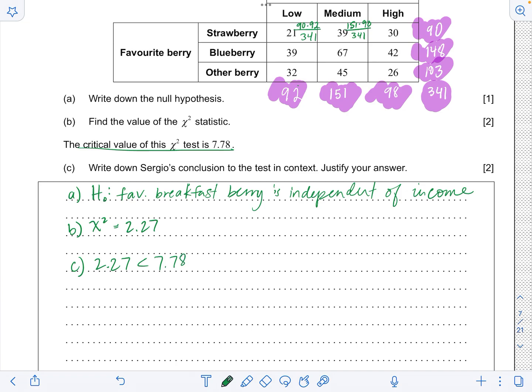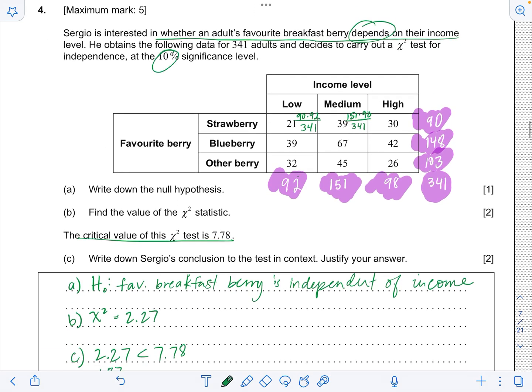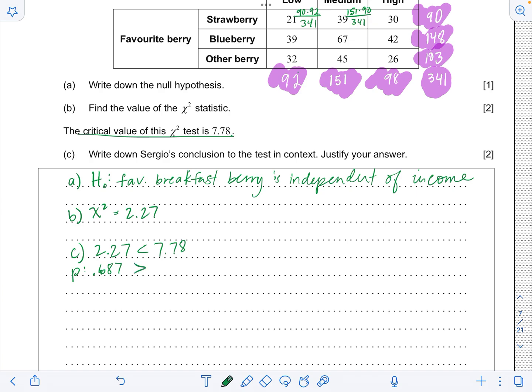You may also notice that when you got that information, for P, you got a p-value of 0.687, which is higher than our 10% significance level. So critical value for chi-squared, if the chi-squared value is less than the critical value, that means we do not reject H naught. And the same thing for the P. If the P value is greater than that significance level, then we also do not reject H naught.